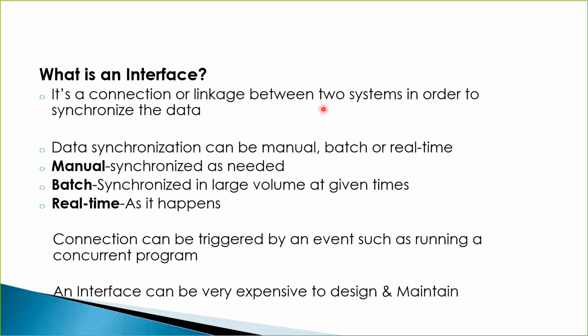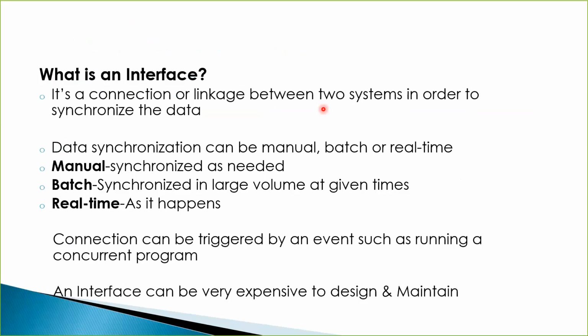Remember, we said transactions from the other modules, the subledger modules, are sent into the Oracle General Ledger module. How are those modules connected? It's through an interface. Same concept: the Oracle EBS system can be connected to other third-party systems through an interface. So that's what an interface is, a connection or linkage between two systems in order to synchronize the data.